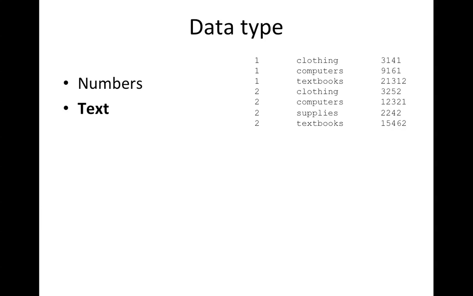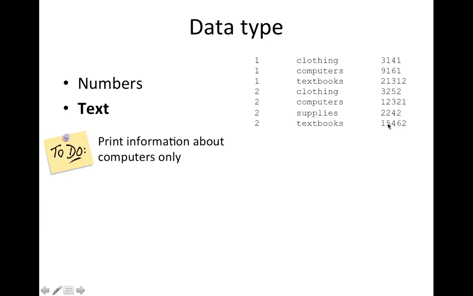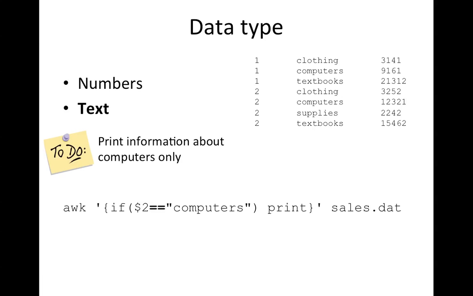So we have some items as a second column, and then I think we have a quantity or something like that. You can see already that this is the text, and this is the numbers. So what we want to do is print information about computers. Given a large file like that, where we know that the item names are in column number 2, we want to print the lines where the element from the second column is equal to computers. So this is how we'll do it.